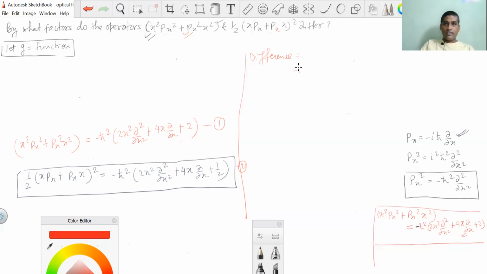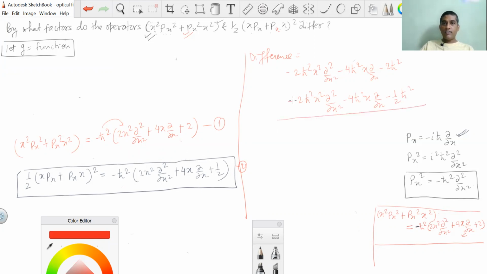So let me write in this way, okay. Minus h bar square. Let me write in this way, okay. Minus 2, I'm opening the bracket, okay. h bar square x square del square by del x square minus 4h bar square x del by del x minus 2 h bar square, okay. And we have this, minus 2 h bar square x square del square by del x square minus 4 h bar square x del by del x minus half h bar square.